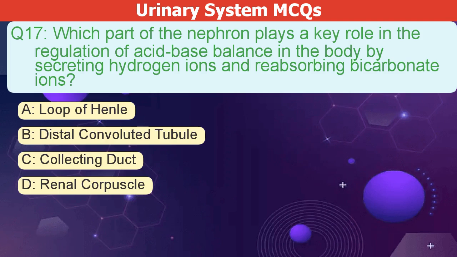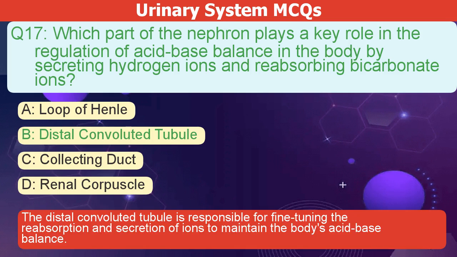Which part of the nephron plays a key role in the regulation of acid-base balance in the body by secreting hydrogen ions and reabsorbing bicarbonate ions? A. Loop of Henle. B. Distal convoluted tubule. C. Collecting duct. D. Renal corpuscle. The correct answer is B. The distal convoluted tubule is responsible for fine-tuning the reabsorption and secretion of ions to maintain the body's acid-base balance.